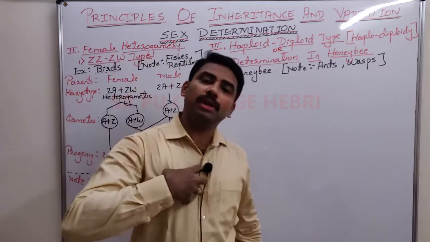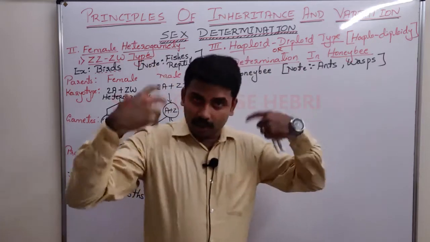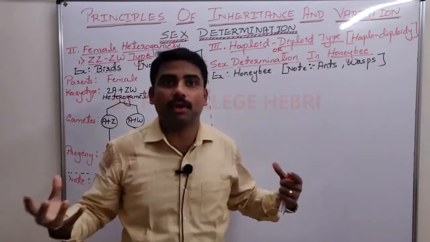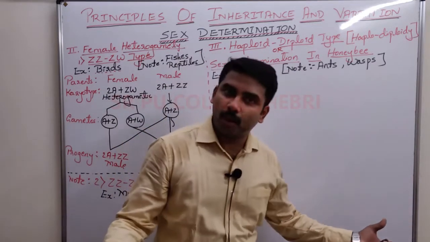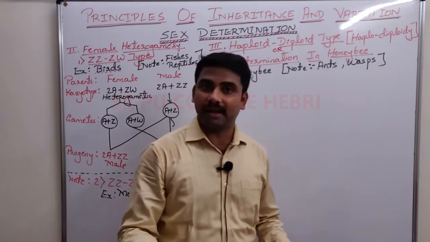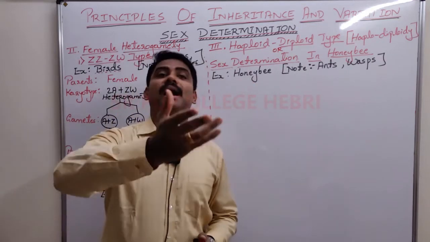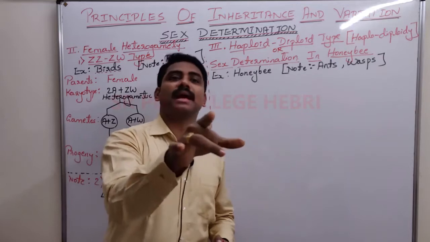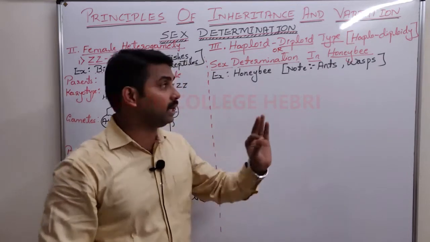Guys, what about in humans? In humans, male is diploid. The normal body cells, the male cells are what? Diploid. What about female? Of course, female body cells are also diploid. But in the case of honeybee, females are diploid, males are haploid. Understood? A very unique phenomenon we can see here.